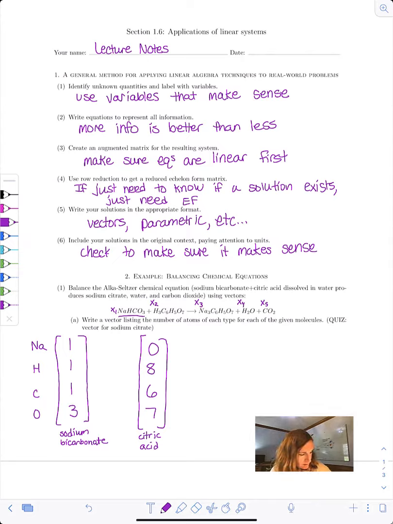Okay, so the next one, for our quiz, is the sodium citrate. What I want you to put in order is the number of atoms of each type. Just remember, these are not written in the order that we wrote them over here. It does have sodium first, but hydrogen is not listed second. So make sure you reorder those so that you have the sodium, then the hydrogen, then the carbon, and then the oxygen. Separate them by commas to make sure that it's recognized by the quiz format.